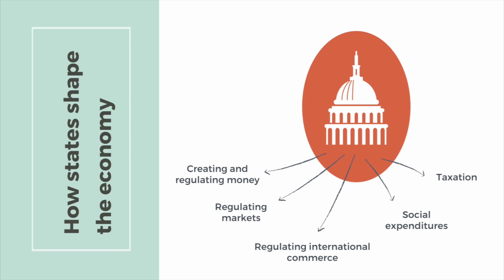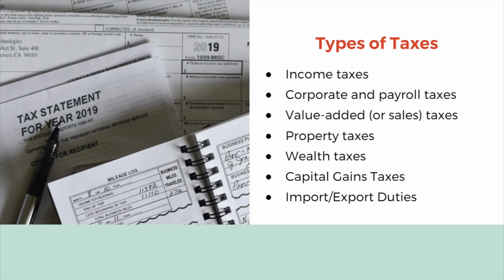States also influence the economy through social expenditures, which are programs designed to help disadvantaged or vulnerable groups. And if you're wondering where states get the resources to do all of these things, the answer is, of course, taxes. There are many different types of taxes that governments can impose. Governments can impose a tax on things from the income that people earn, business profits, purchases in the form of value added or sales taxes, the value of the property that people or businesses own, the value of stocks and other financial instruments, or the import or export of goods and services to foreign countries.